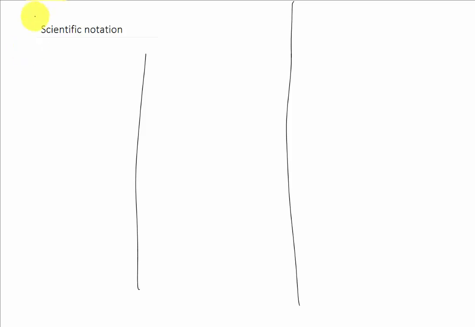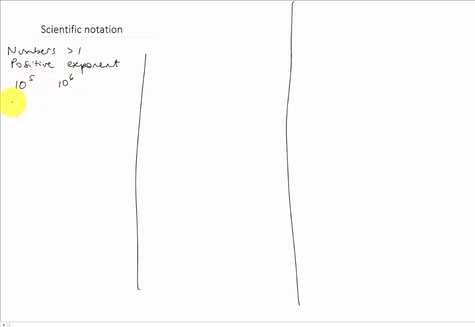So first of all, let's talk about numbers greater than 1. So that means they have a positive exponent when they're written in scientific notation. So for example, if we've got 10 to the 5 and 10 to the 6, then that's the same as saying 100,000 and a million. And so the one with the smaller exponent is the smaller number. So 10 to the 5 is smaller than 10 to the 6 by a factor of 10.